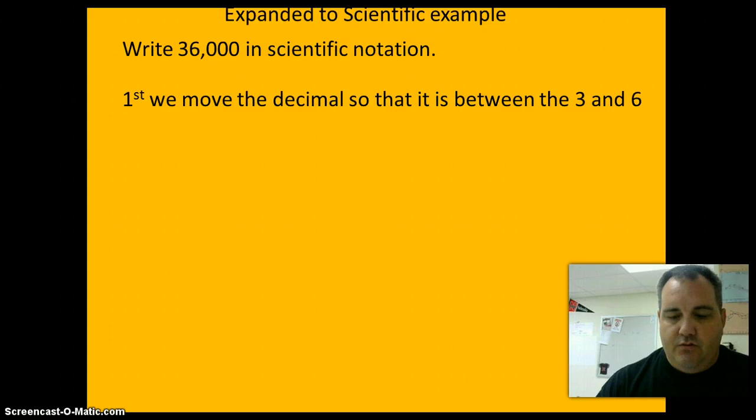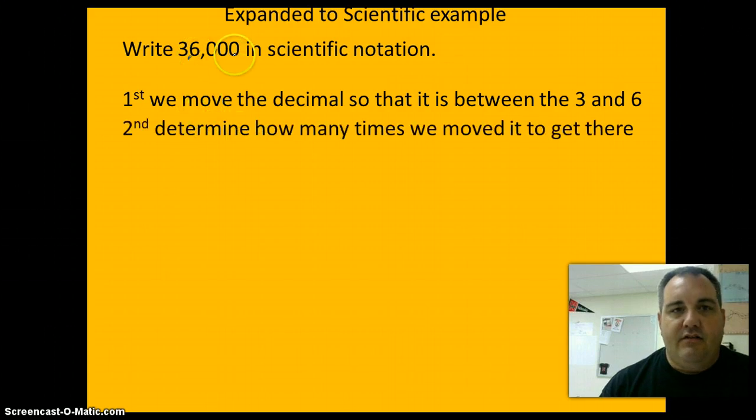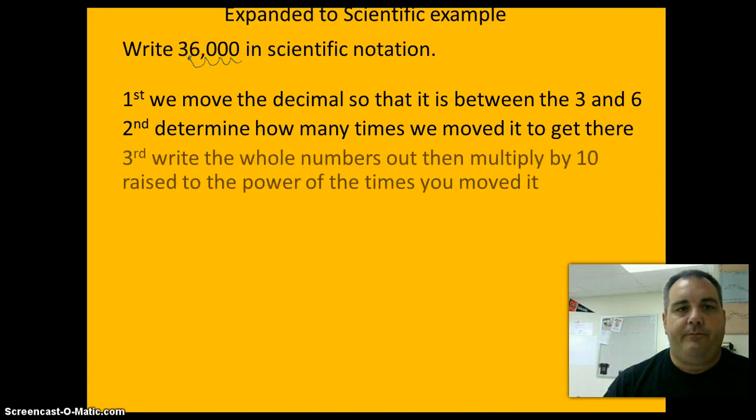So looking at an example, 36,000. The first thing we want to do is move the decimal so that it is between the 3 and the 6. So we put it right there. Okay, notice then the 3 is 1 through 9. I didn't put it here, that would give me 36. The second thing then, determine how many times it took to get there. So starting here, we go 1, 2, 3, 4. So it took us 4 movements to get it over there.